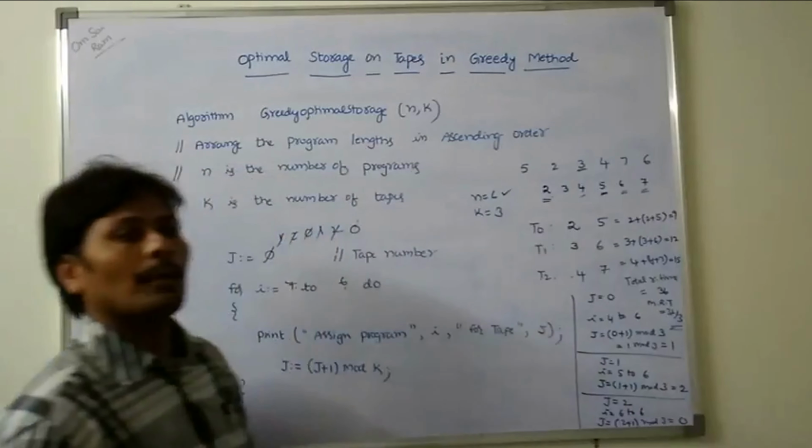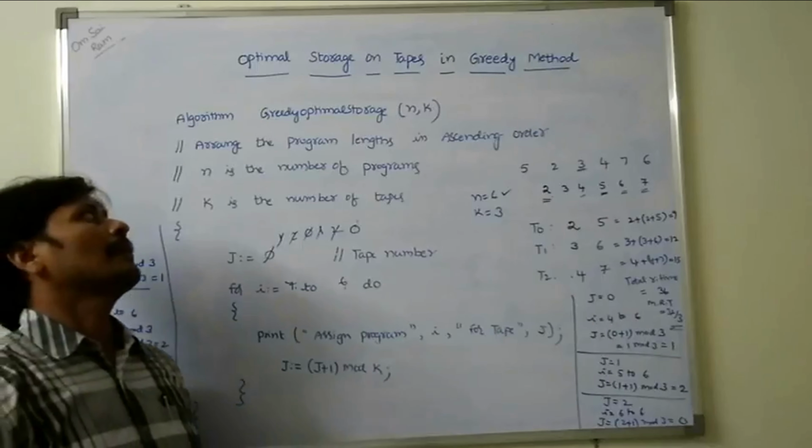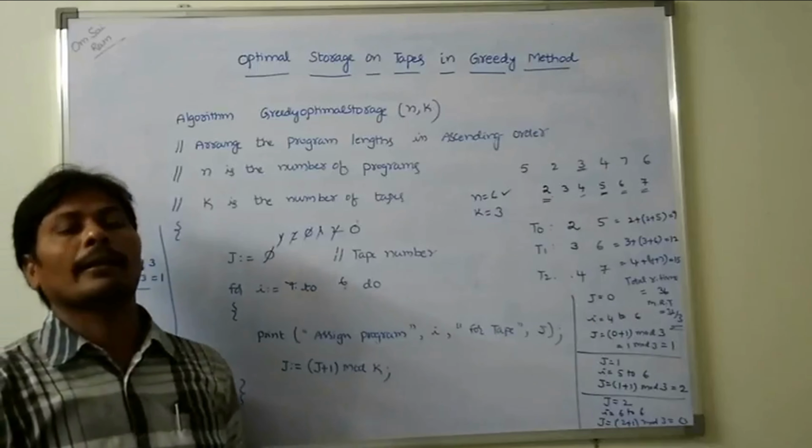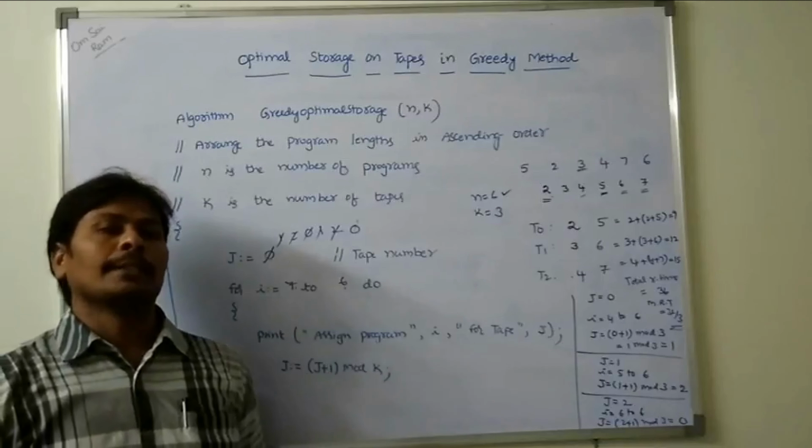So in this way, we have to find out the optimal retrieval time using greedy algorithm when the number of tapes is greater than 1. So thank you for watching this video.